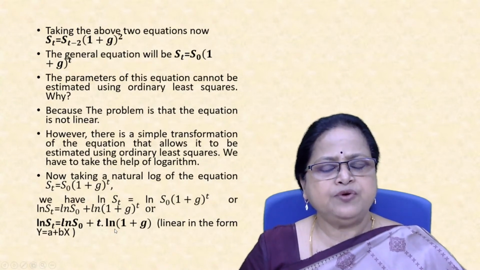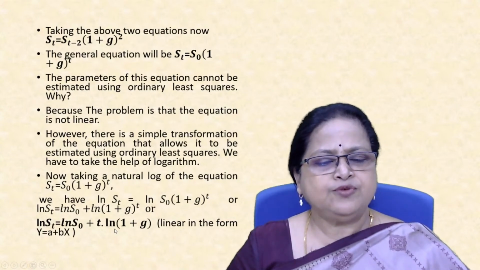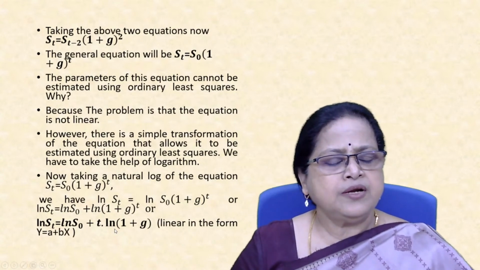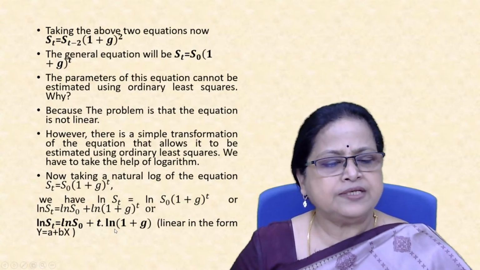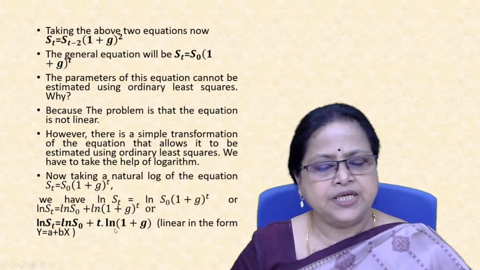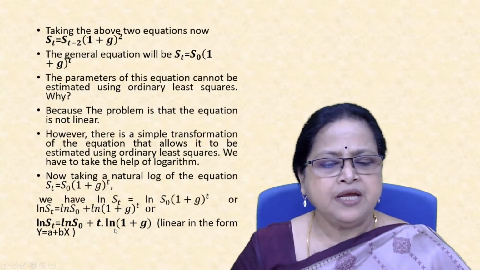Natural log S_t will be equal to log S_0 plus natural log (1 + g)^t. That will be again converted into natural log S_t = natural log S_0 + t into natural log (1 + g). Now you all know logarithm, and from logarithm this formula can be calculated.